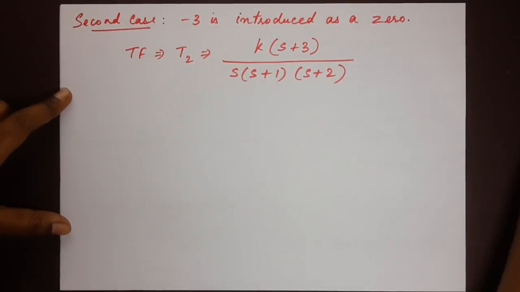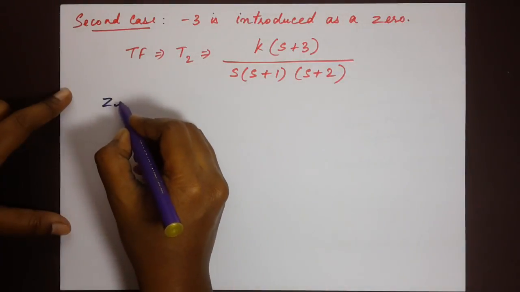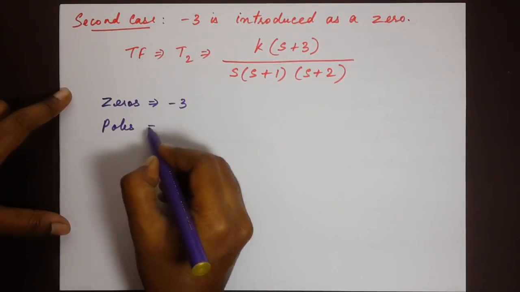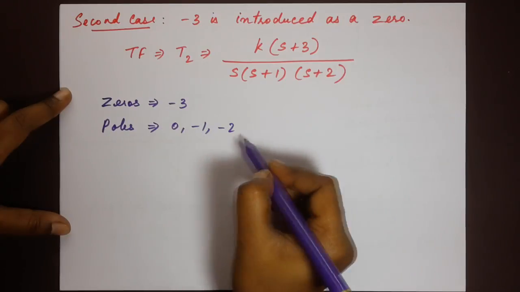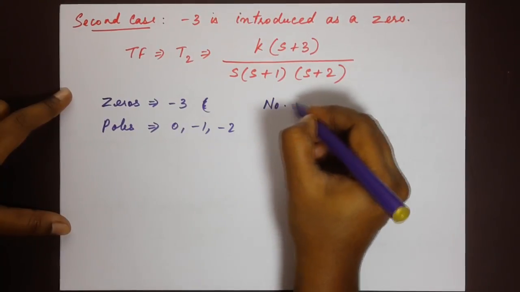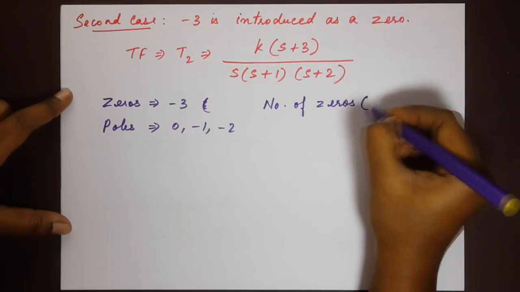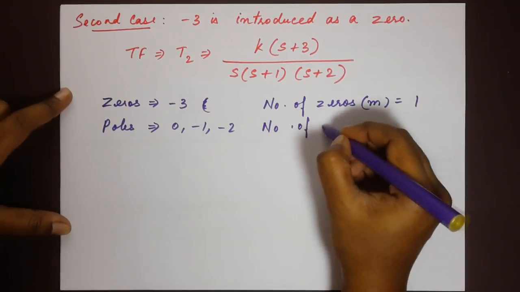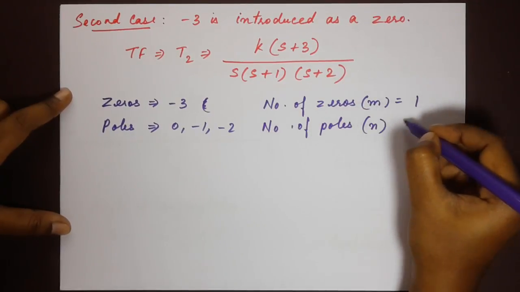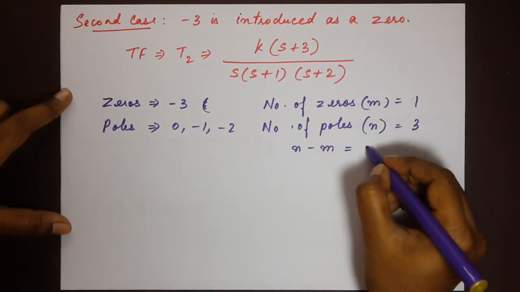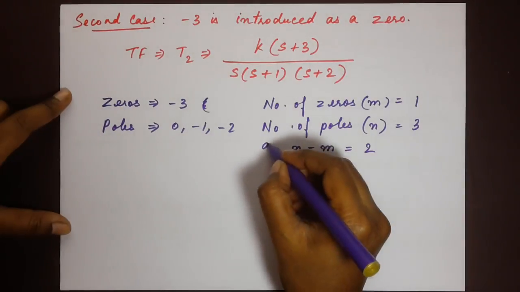Okay. Now let's do the same thing what we did for the previous part. Okay, so we have zeros, -3, poles, 0, -1, -2. Number of zeros corresponding to m is 1. Number of poles, n, 3. N minus m is 2. So these are the asymptotes q.